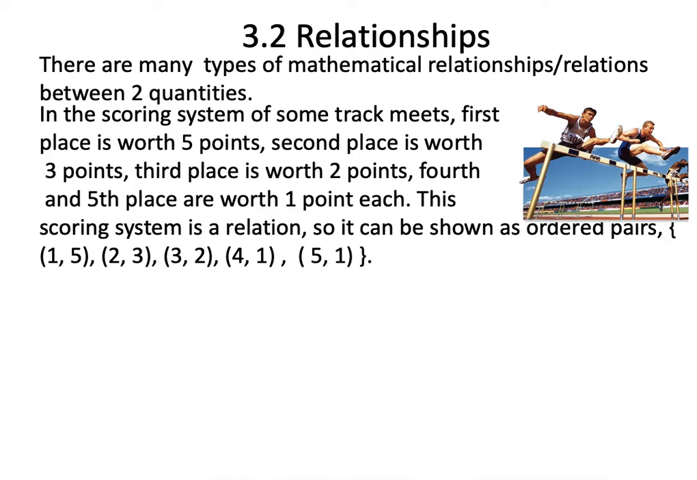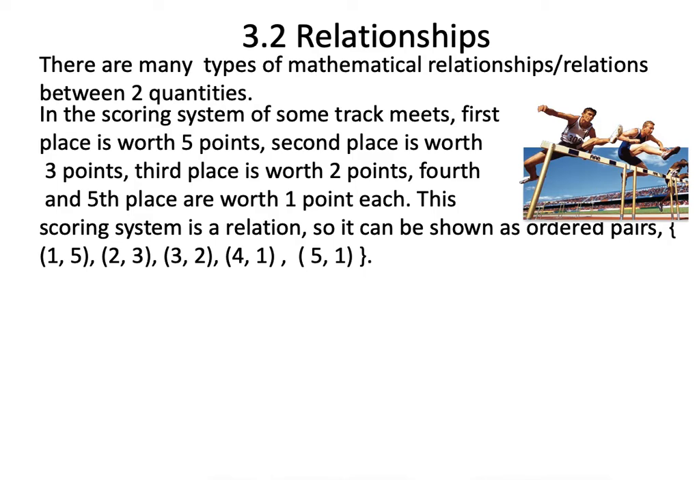In a scoring system of a track meet, first place is worth 5 points. Second place is worth 3 points. Third place is worth 2 points. Fourth place and fifth place are both worth 1 point. Because there are so many events, and the winning team can be the team that got the most points, even if not everybody won first place, the whole team could still win.